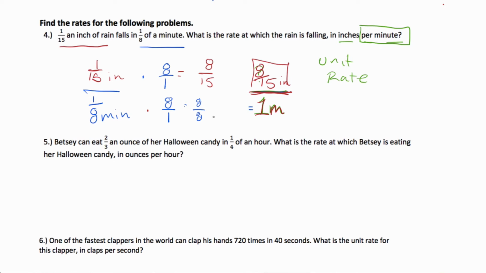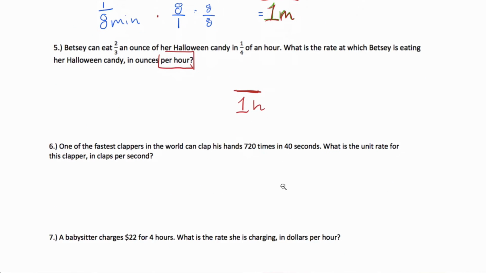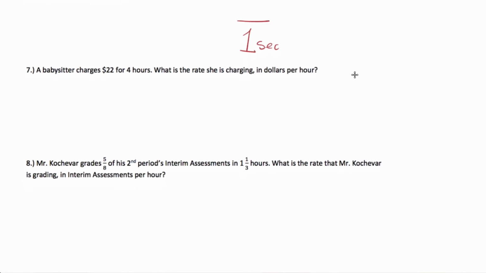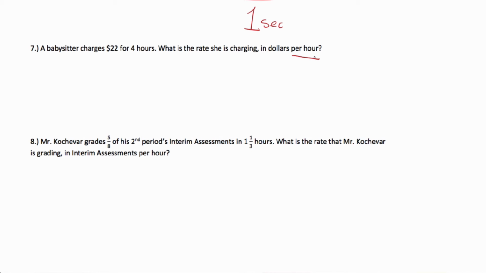All right? The rest of these can be done in the same way, right? So look for these per hour. This is going to be set up so your answer is going to have 1 hour on the bottom. The next one, it says per second, so your answer is going to have 1 second on the bottom. Number 7, dollars per hour. Your answer is going to have 1 hour on the bottom.